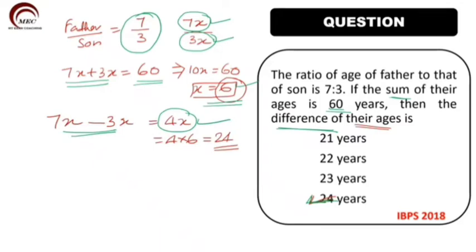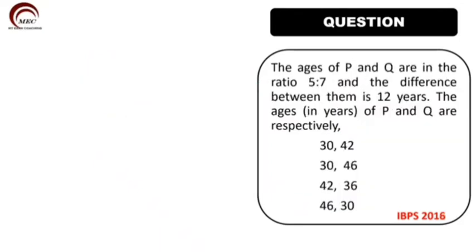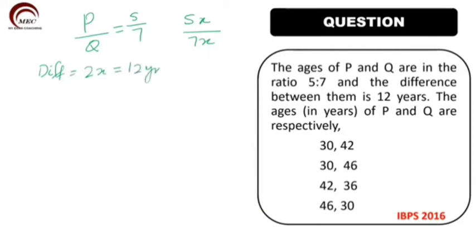So let us go to the next question. The ages of P and Q are in the ratio 5:7. All this is the same type of question. P by Q, the ratio is 5:7. So we will take the age of P as 5x and the age of Q as 7x. And the difference between them is 12 years. What is the difference between them? 7x and 5x, the difference is 2x. 2x is equal to 12 years. So from this we get x is equal to 6.